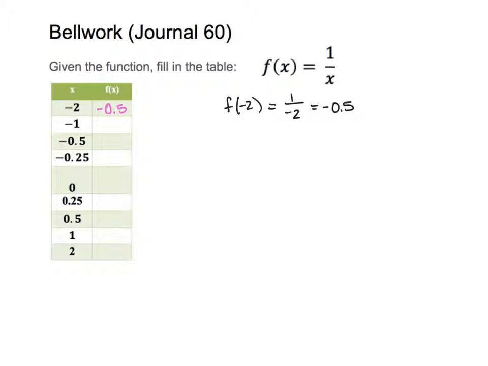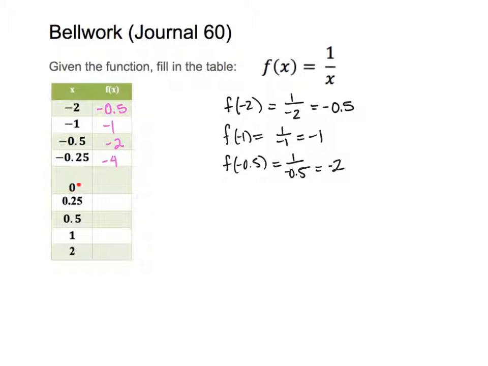Okay, the next one here, I'm plugging in -1, as you can see. So if I plug in -1 into this function, I get 1 over -1, which is -1 when I divide. So the next one here is -1. And then the next one, I have f of -0.5, which is 1 over -0.5, which, if you put this in your calculator, you should get -2. And so I get -2 here. And if I plug this into my calculator, I get -4.